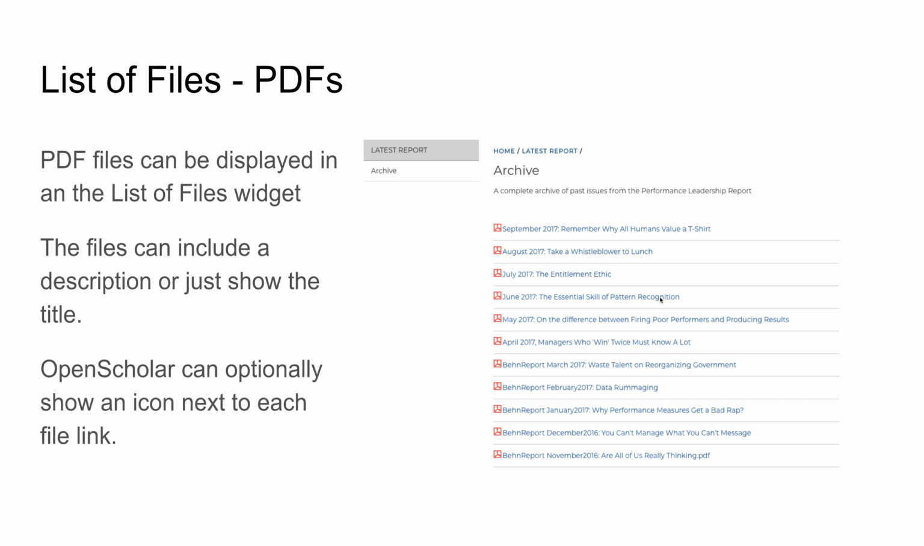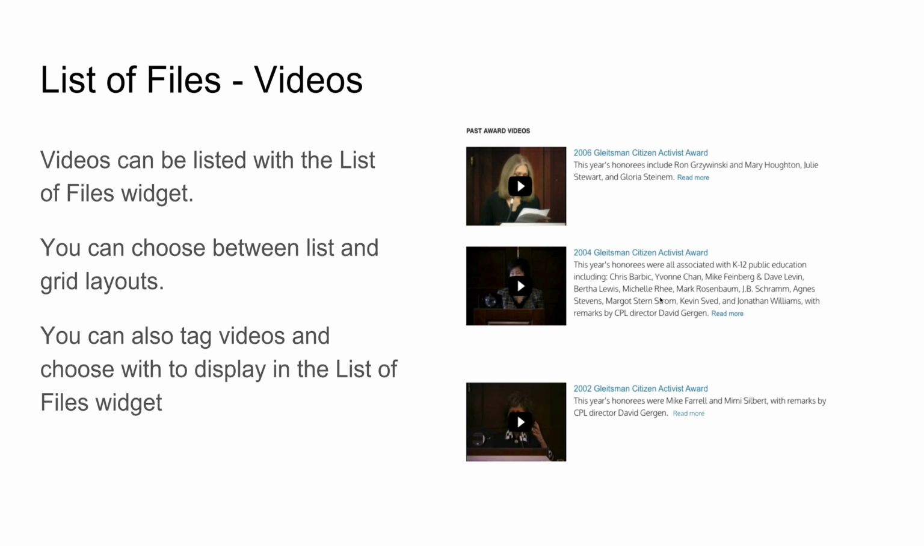And then I'll show you another implementation with list of files. This is with videos. This is taken from one of the sites that we worked on over at the Kennedy School. And these videos are displayed using a list of files. What we did was they're all on YouTube. We just copy and pasted the URL from YouTube into the individual file objects, and then the list of files just showed the videos.